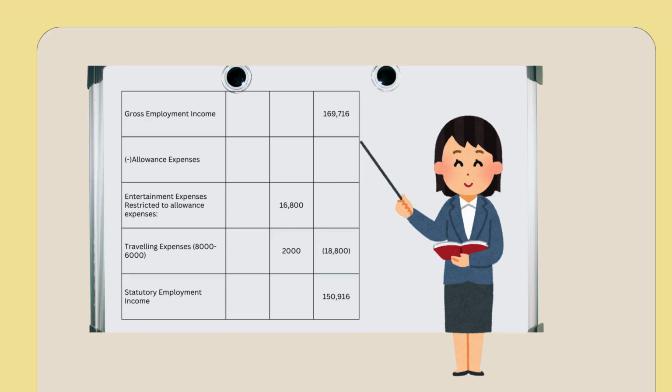Gross employment income must add all the totals of Section 13(1)(a), (b), and (c), and you will get RM 169,716. Gross employment income must be minus allowable expenses, which is entertainment expenses RM 16,800, and the traveling expenses after the minus with the exemption is RM 2,000. The total amount you need to minus is RM 18,800, and you will get RM 15,916 as statutory employment income.